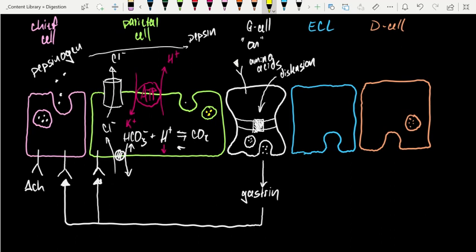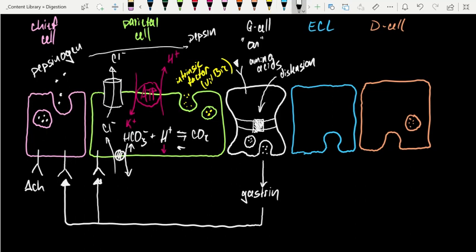Now, we did also state that in addition to acid, the parietal cell is releasing intrinsic factor, and this is important for vitamin B12. Without intrinsic factor, vitamin B12 cannot be absorbed actively in the small intestine. And in the absence of vitamin B12, this is going to lead to problems, specifically certain types of anemia, as vitamin B12 is important in red blood cell formation.